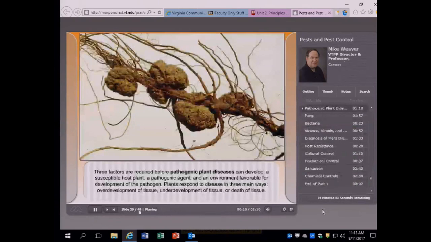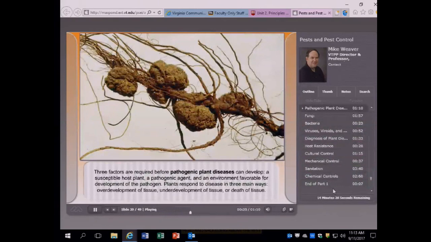Three factors are required before a pathogenic disease can develop: a susceptible host plant, a pathogenic agent, and an environment favorable for development of the pathogen. A pathogenic disease depends on the life cycle of the parasite and on environmental conditions. Temperature and moisture, for example, affect the activity of the parasite, the ease with which a plant becomes diseased, and the way the disease develops.